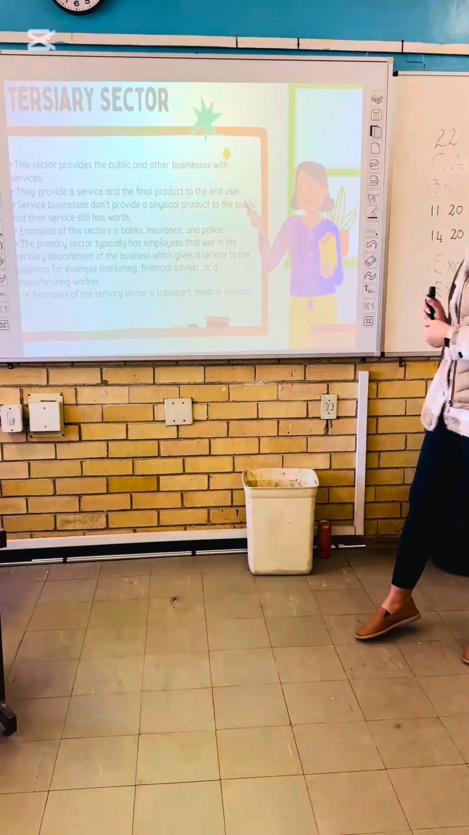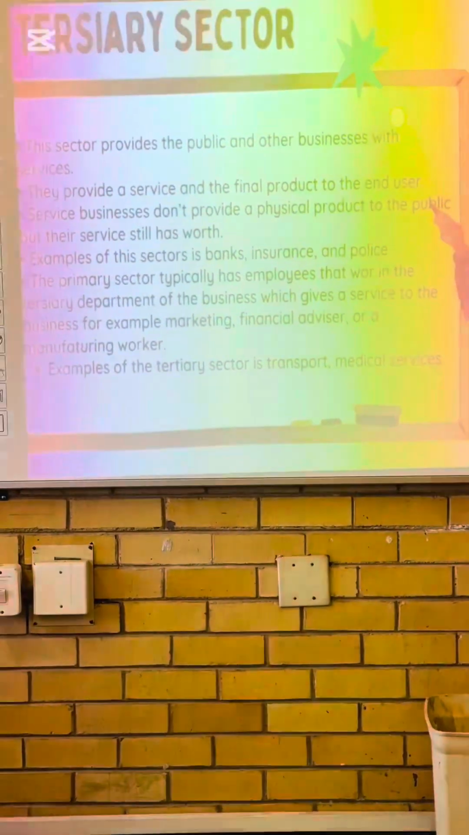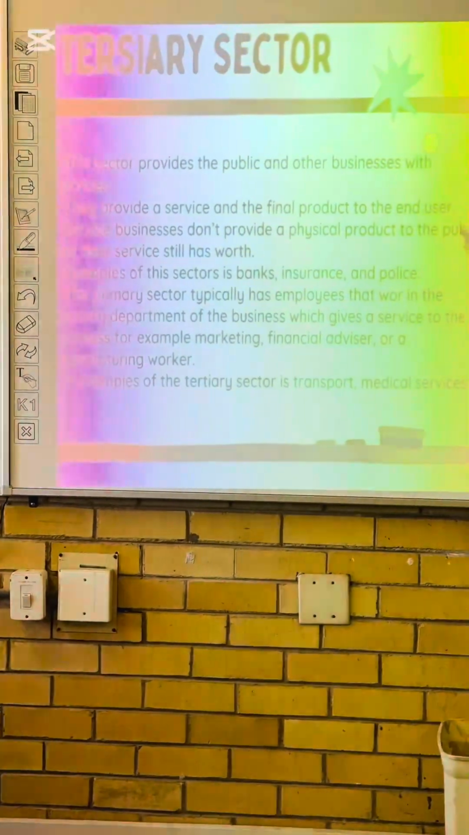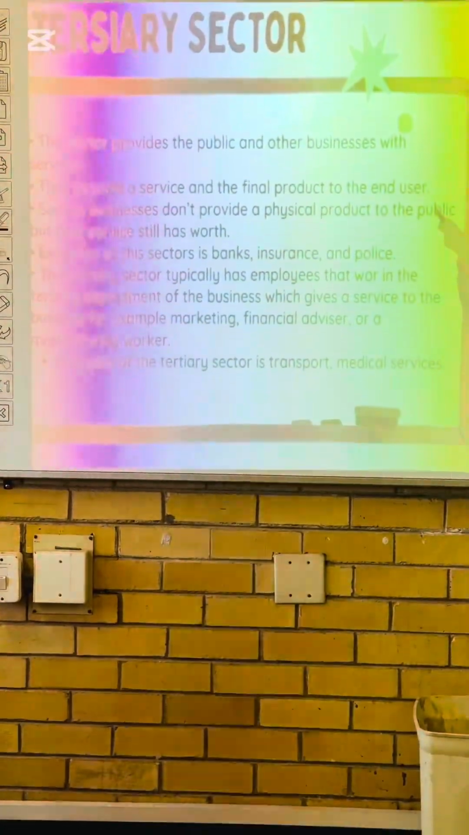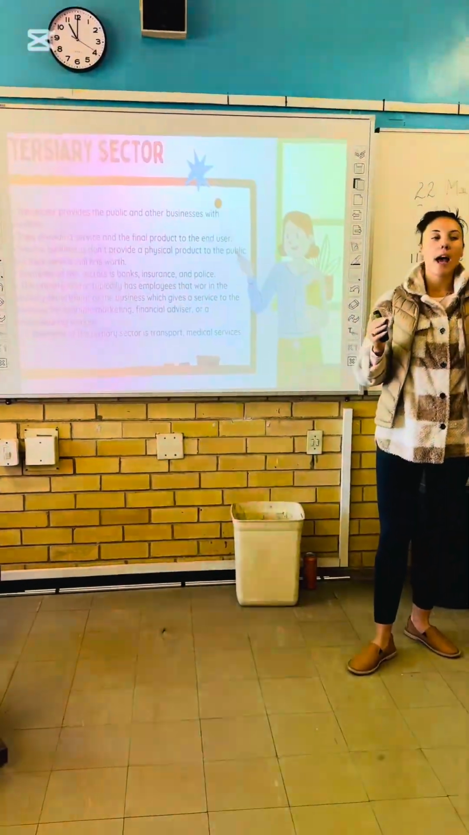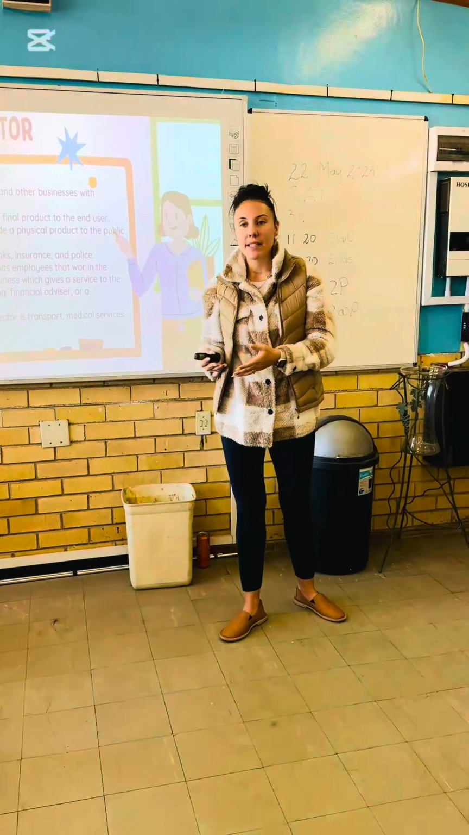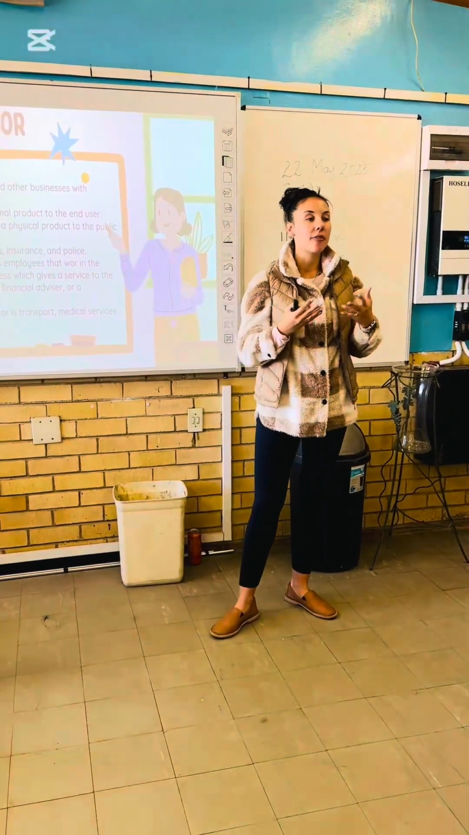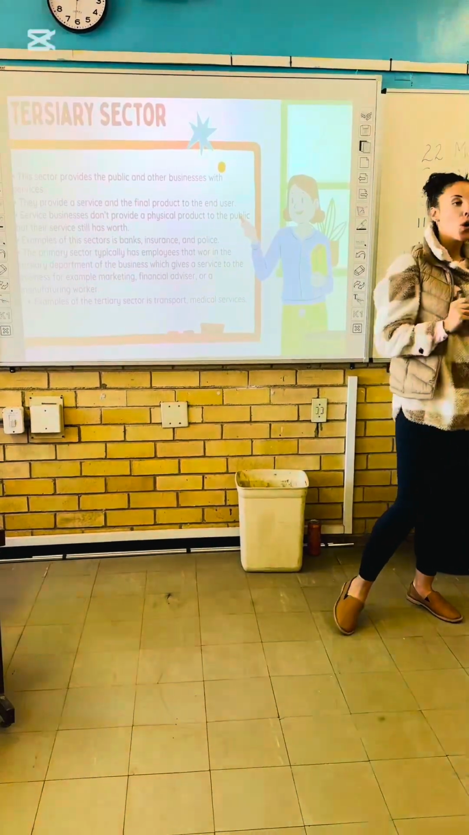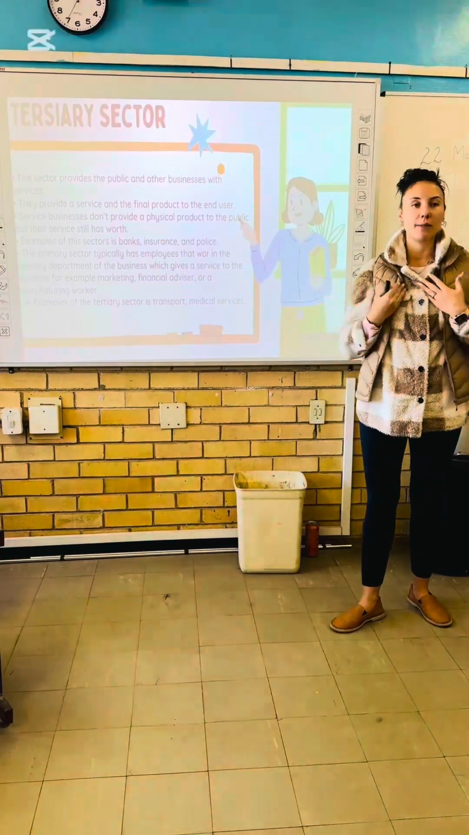Then the tertiary sector provides the public or the final user with a final product. Okay, so in the primary sector we are now, for example, going to use grain, what we make flour from. In the secondary sector we make the flour and the bread, and then in the tertiary sector we then sell the bread to the final user, which is me and you.